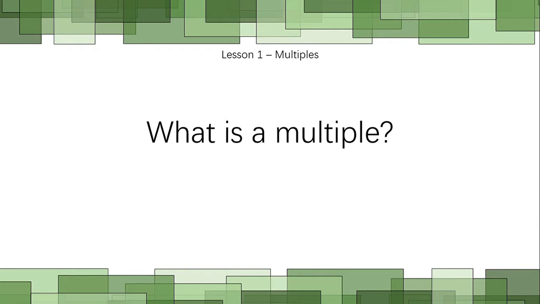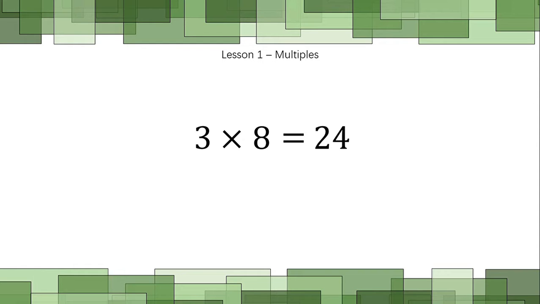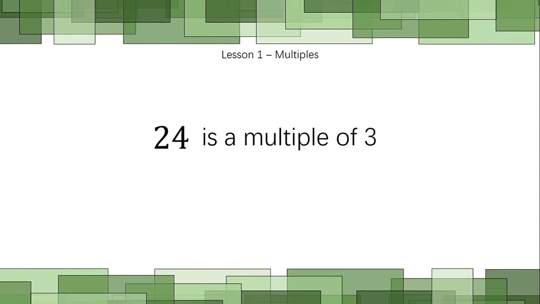So, what is a multiple? It is the result when you multiply a given number by a counting number. For example, the given number is 3 and you multiply it by 8, resulting to 24. Since 8 is a counting number, the result is a multiple of 3.